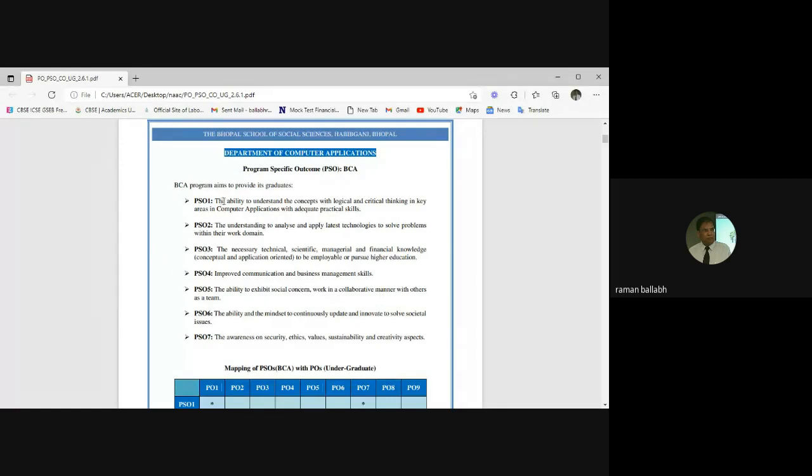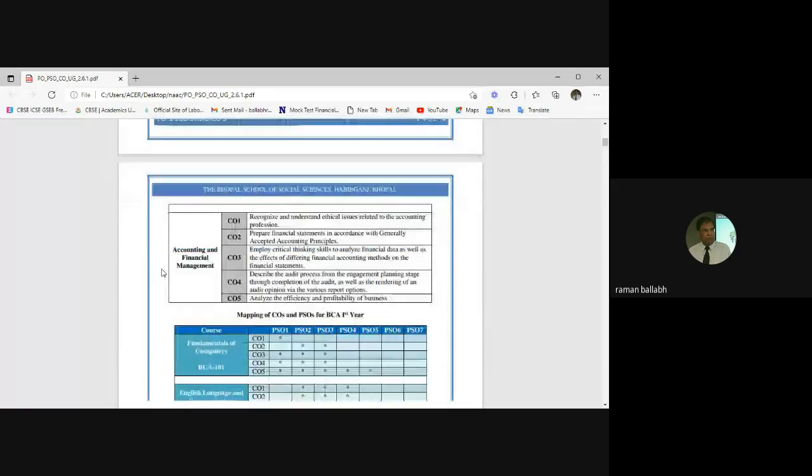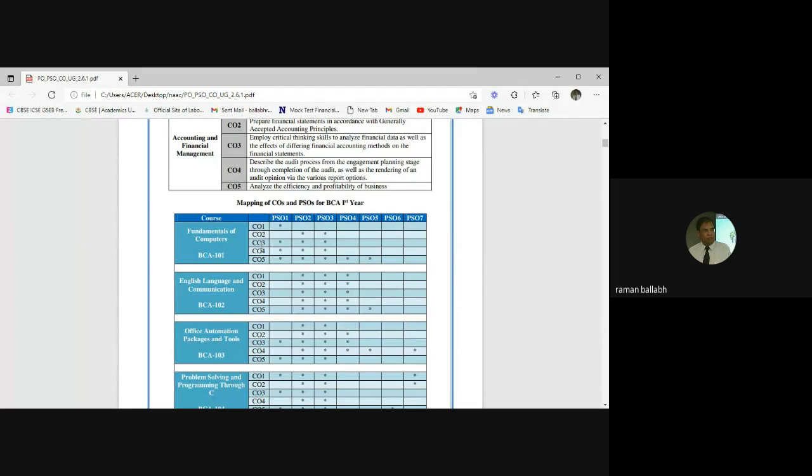PSO 1, ability to understand the concept with logical and critical thinking in the key area of computer application. PSO 2, understanding of analysis and apply latest technology to solve problems within their work domain. PSO 3, necessary technical, scientific, managerial, financial knowledge, concept and application oriented to be employable or pursue higher education. So these three program specific outcomes have to be there when the teacher is teaching fundamental of computer with the CO3.